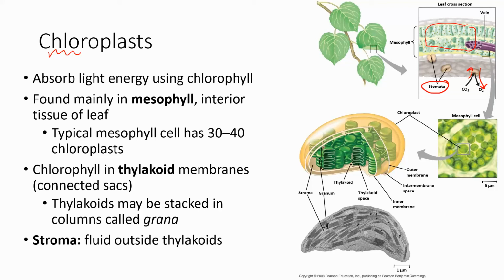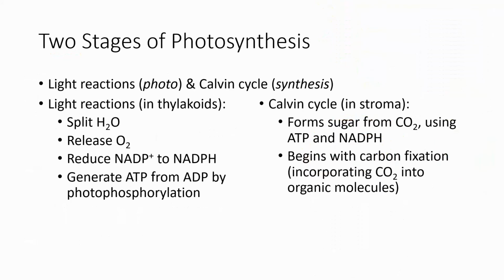Thylakoids are sitting inside a fluid called the stroma. These are the two locations we're going to focus on, thylakoid membrane and stroma, because that's where the major reactions of photosynthesis happen. So photosynthesis can be divided into two stages. The first step is the light reactions, also called the light-dependent reactions, and these are responsible for the photo part of photosynthesis. These require light in order to happen.